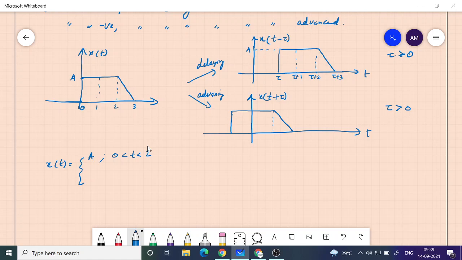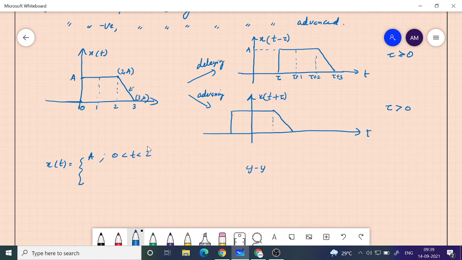Okay, so between 2 and 3, it is the equation of this line. We need to find the equation of that line. For that you need 2 points here. This point is (2, a), and this point here is (3, 0). Then you can find the equation of the line.